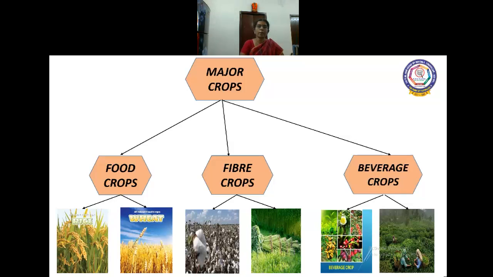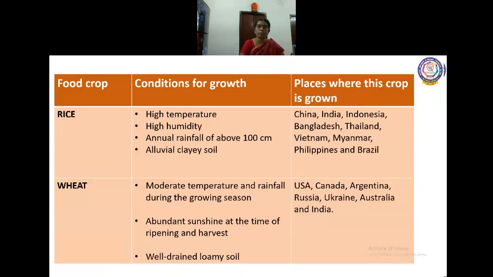In this session we are going to see about major crops and how they are classified as food crops, fiber crops and beverage crops. So when we consider the food crop, rice and wheat are the major food crops. And what are all the conditions for growing these food crops and the places where these crops are grown, we are going to see in this lesson.